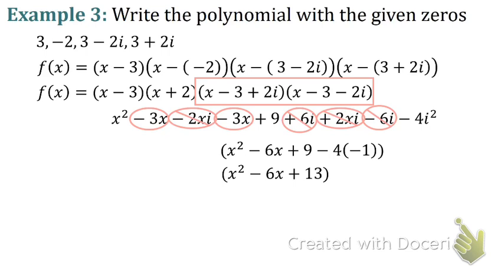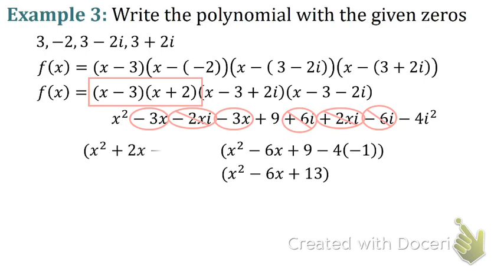So now we have finished FOILing out or distributing x minus 3 plus 2i times x minus 3 minus 2i. So we're finished with that one, and now we need to combine x minus 3 times x plus 2. When we distribute, we get x times x is x squared, x times 2 is 2x, negative 3 times x is negative 3x, and negative 3 times 2 is negative 6. Combining like terms, x squared minus x minus 6.